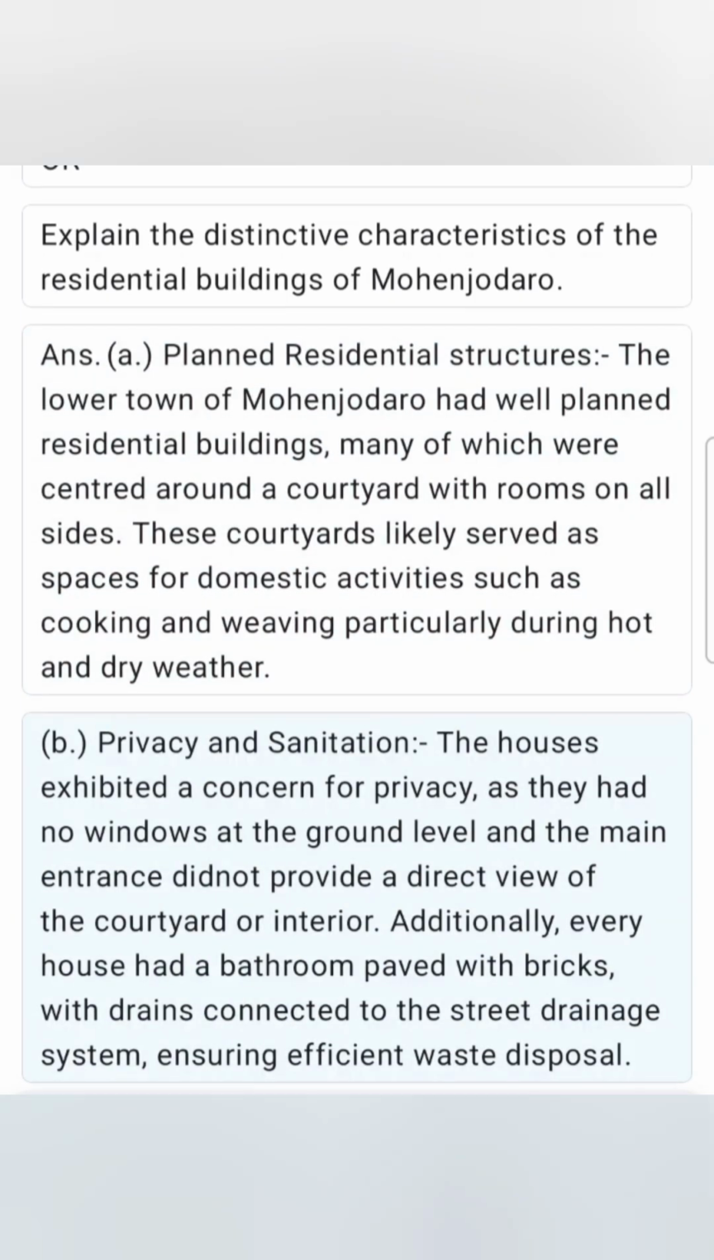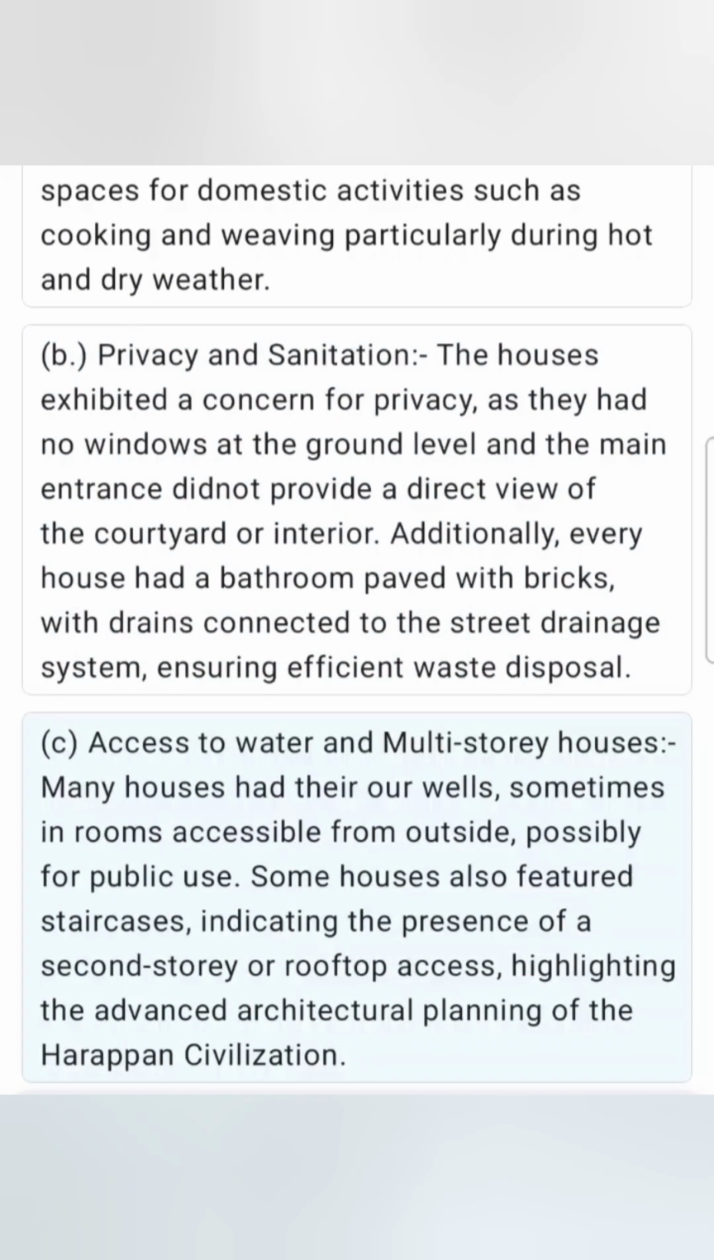B. Privacy and sanitation. The houses exhibited a concern for privacy, as they had no windows at the ground level and the main entrance did not provide a direct view of the courtyard or interior. Additionally, every house had a bathroom paved with bricks, with drains connected to the street drainage system, ensuring efficient waste disposal.